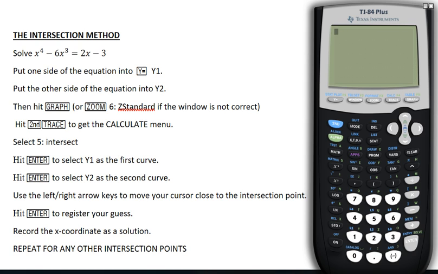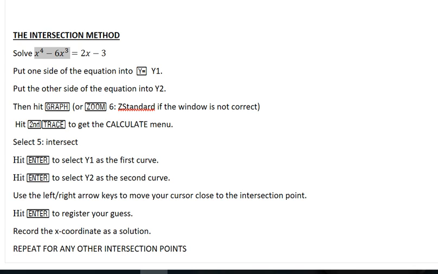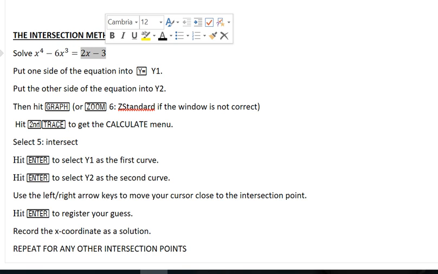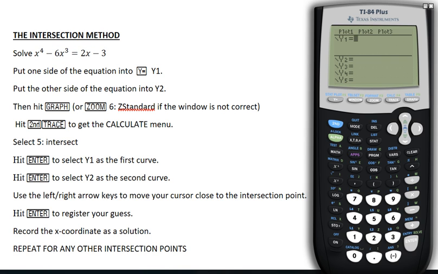So you take one side of the equation, and let's clear this out, and put it into y1. So here I'm going to take this part right here, and I'm going to put that into y1, x to the 4th minus 6x cubed. And then I'm going to take 2x minus 3 and put it into y2. So let's look at what that looks like.